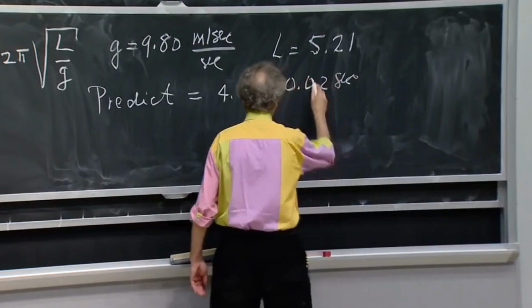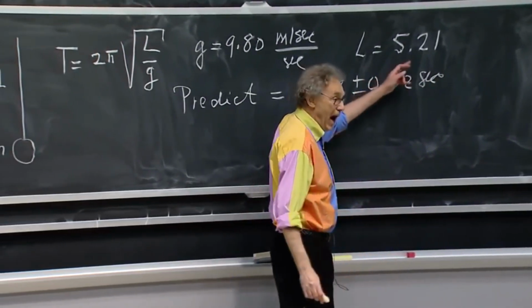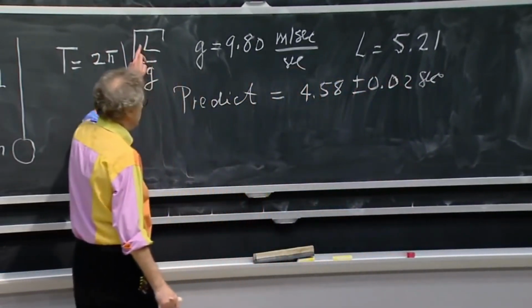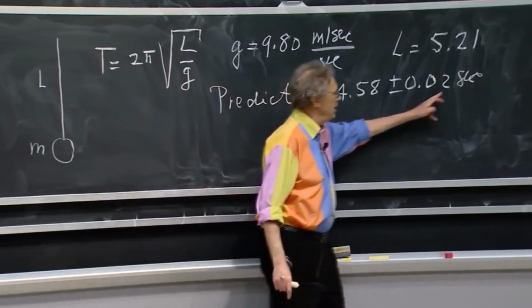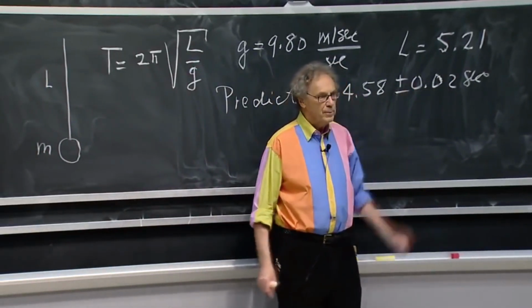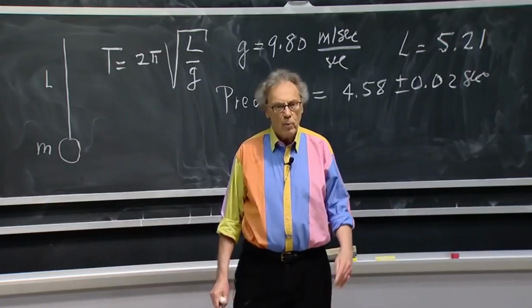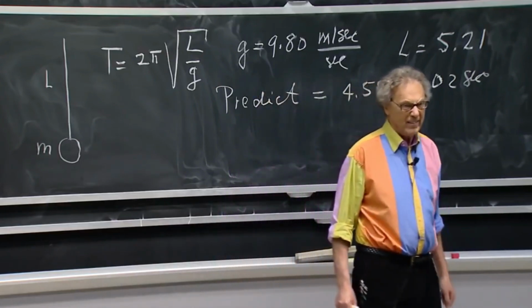Why the plus or minus 0.02? Well, that is the 0.5% uncertainty due to the square root of L. And you can immediately see that 2 is about 0.5% of 458. So my prediction can be no better than that.